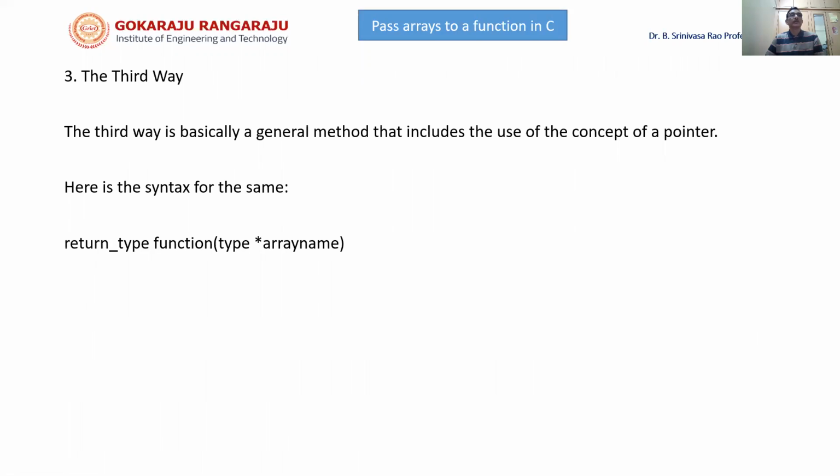The third way is basically a general method that includes the use of the concept of a pointer. Here is the syntax for the same. Return type, function, type, star array name. Here star indicates the pointer.